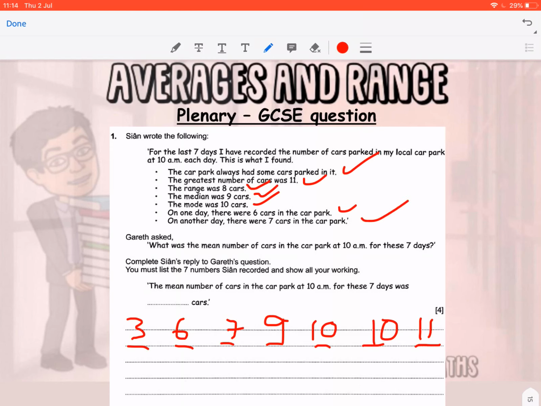Once you know all those, you've got to add them up to work out the mean. If I add all those numbers up, it gives me 56. And I'm going to divide that by the number 7. 56 divided by 7 gives me 8 cars.